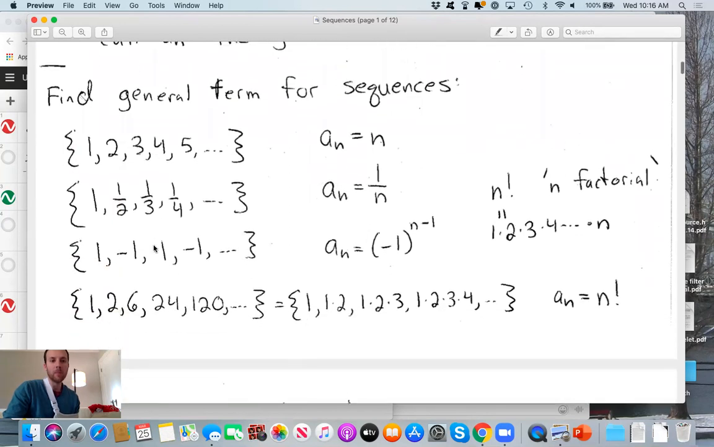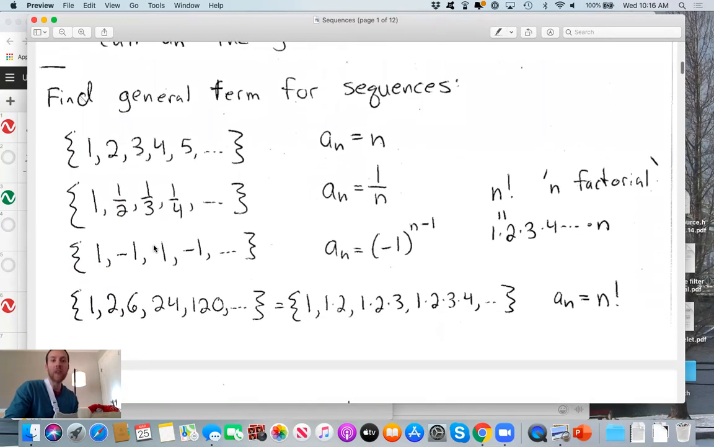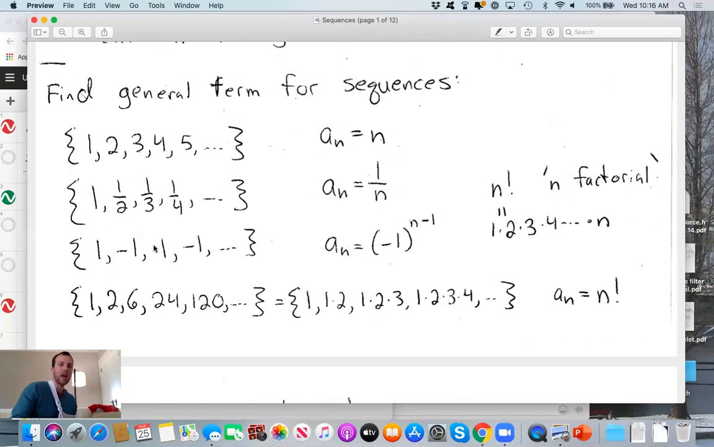So as some examples of actually doing this, we have some lists of numbers, and we have some sequences here, and we can say what is the general term of each of these sequences. So what you're trying to do is come up with a formula that says every term of the sequence looks like this for different choices of n.